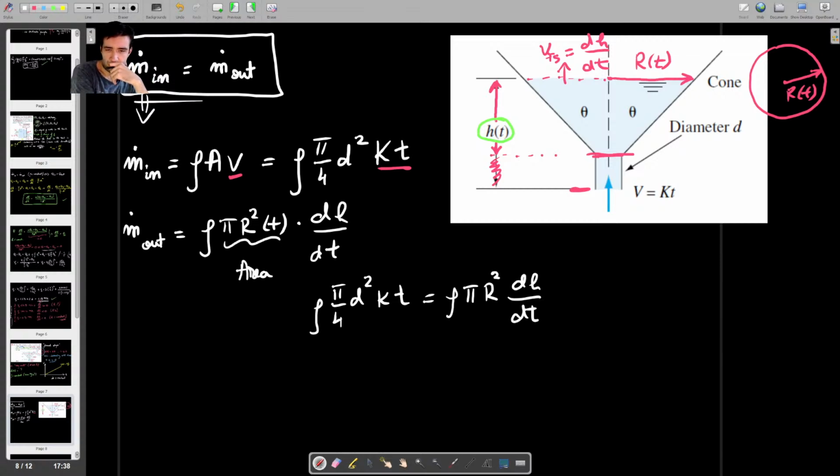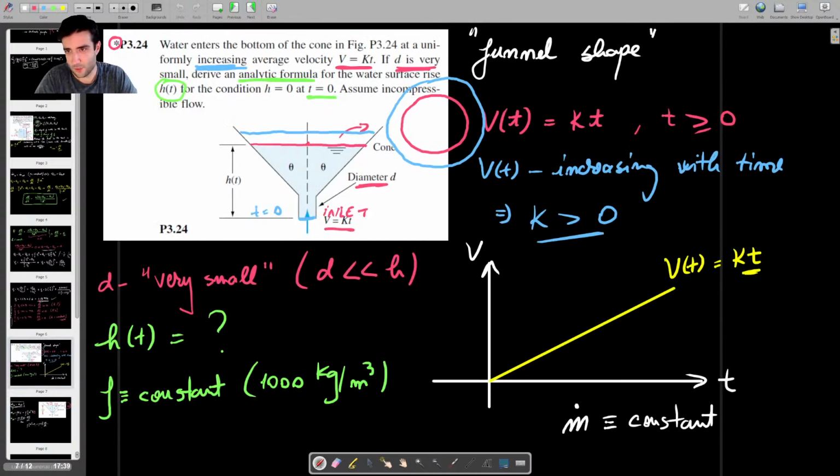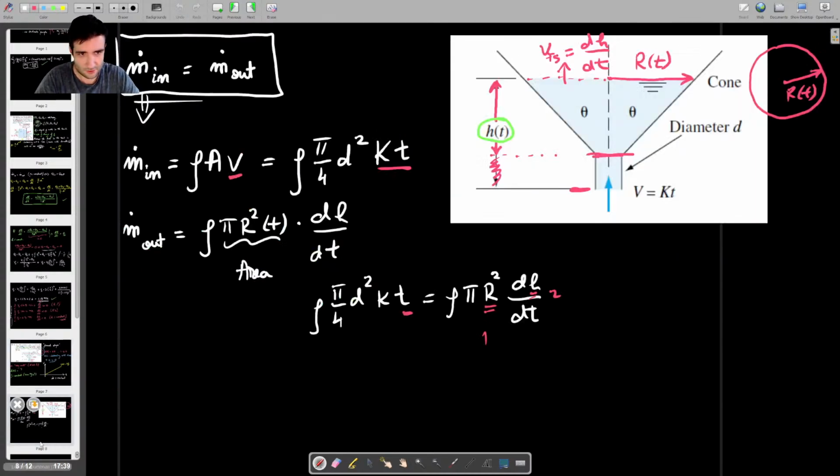Okay, so I have one independent variable, which is time, and I have two dependent variables, which I don't really like. So I have r as one thing, and I have h, which is the other thing. Ideally, I would like to express everything in terms of either r or h, and we can do that. I want to express everything in terms of h because the question is asking about h, right?